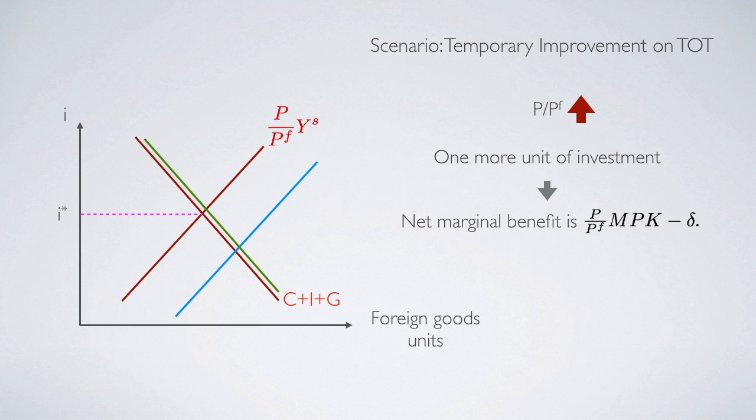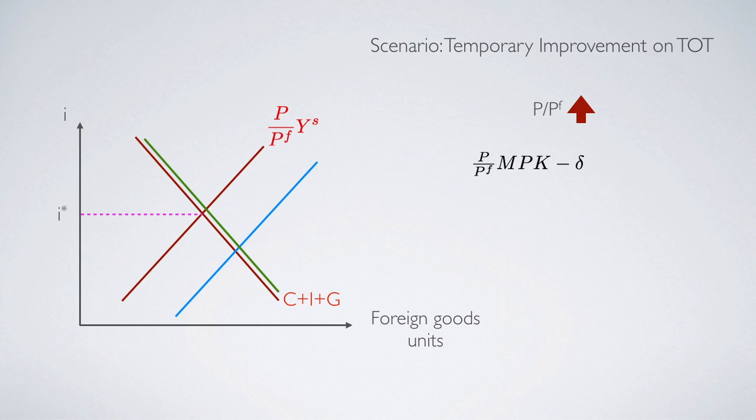Therefore, the net marginal benefit of one unit of investment is equal to that modified MPK minus delta, the depreciation rate. So apparently, when the terms of trade improves and lasts for a while, which means that the productivity of capital also improves tomorrow, investment today will increase, which will shift the YD curve to the right. Here we assume the shift is very big.